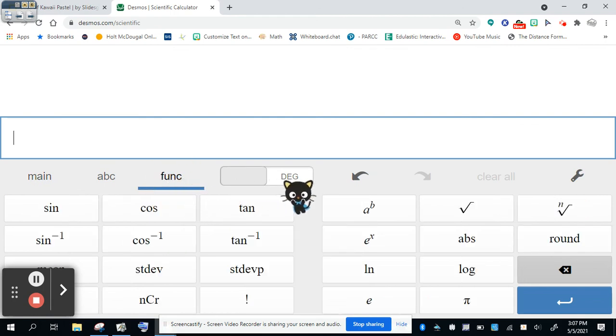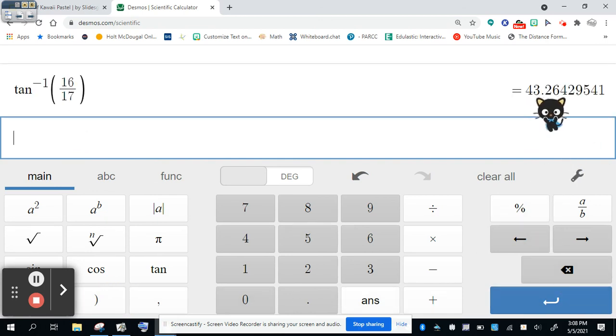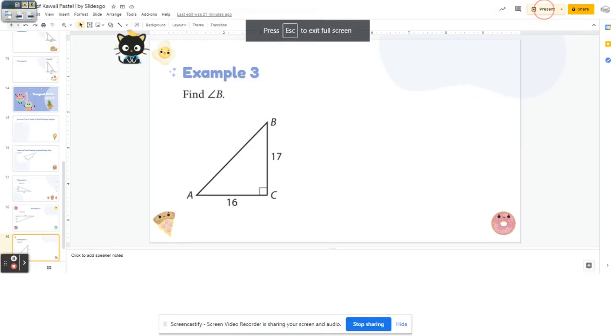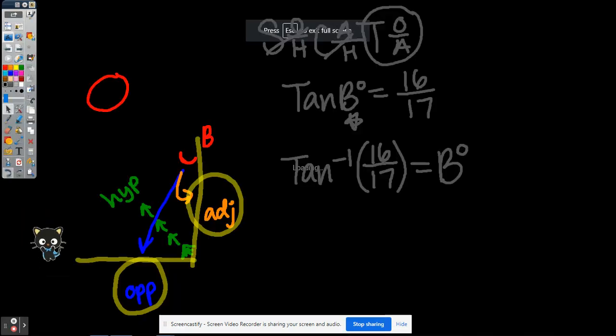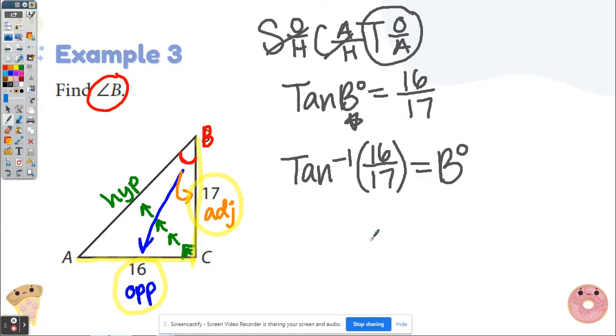Make sure it's in degree mode. Go to function, then tan inverse. After that, you're going to do 16 as your numerator, 17 as your denominator, close the parenthesis, and you get 43.26, which rounded to the nearest whole number is 43. So we did achieve the correct final answer. So we have 43 degrees is equal to B.